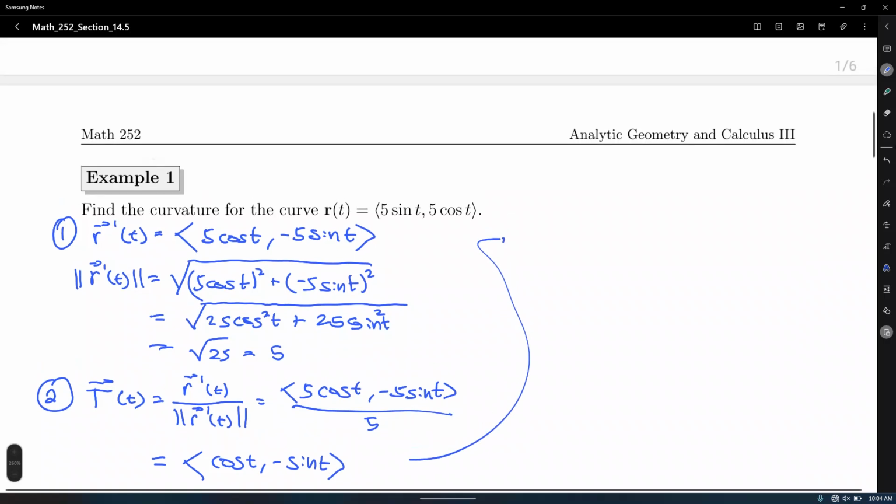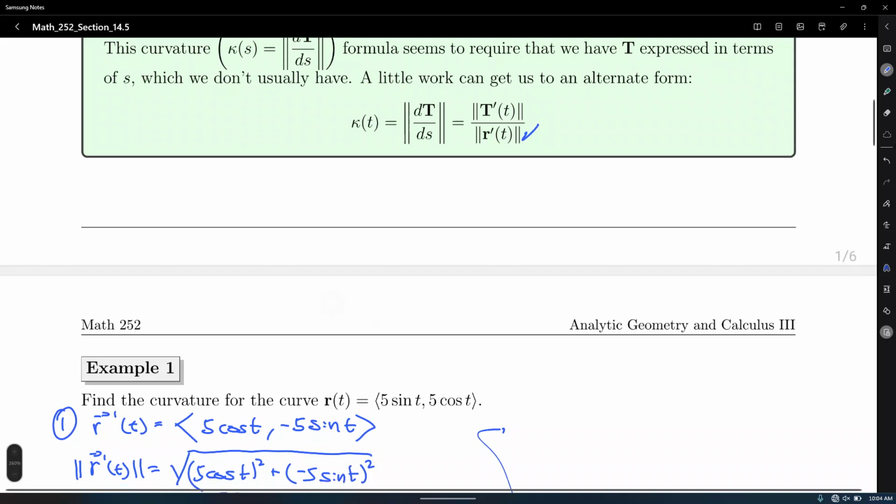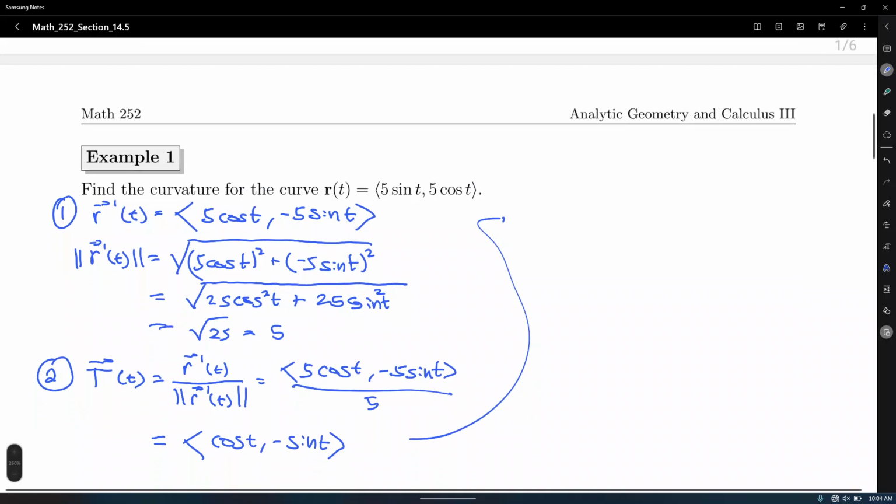Okay, what else do we need? So we got the denominator already. We need to get the numerator. So the numerator is asking for the derivative of the unit tangent vector. That is this expression we just got over here. Let's find its derivative. That is negative sine t, negative cosine t. And finally, let's find its magnitude.